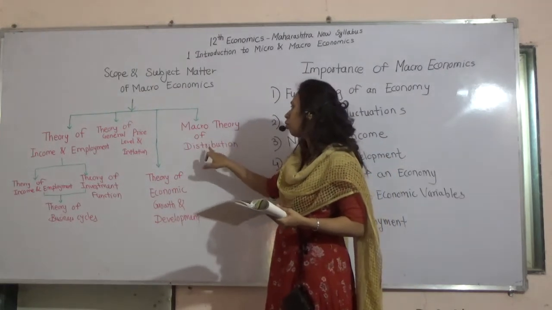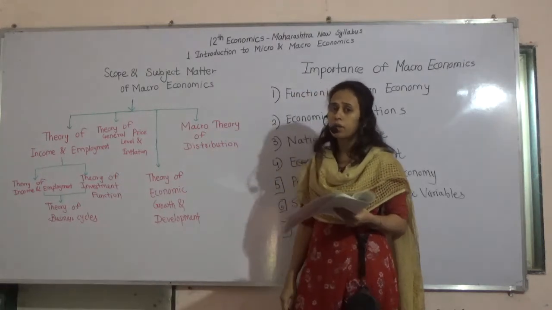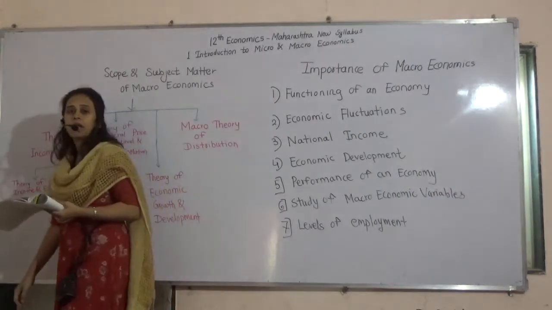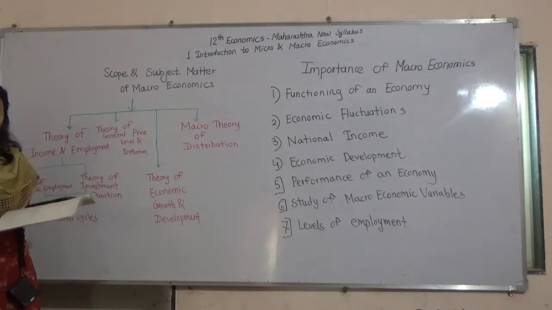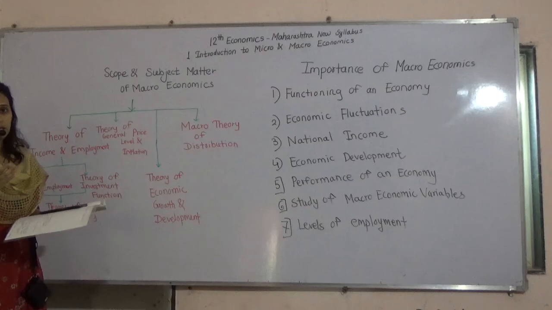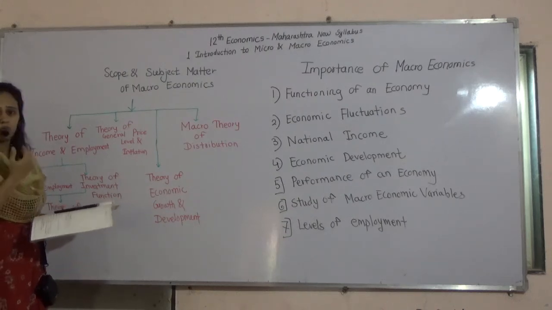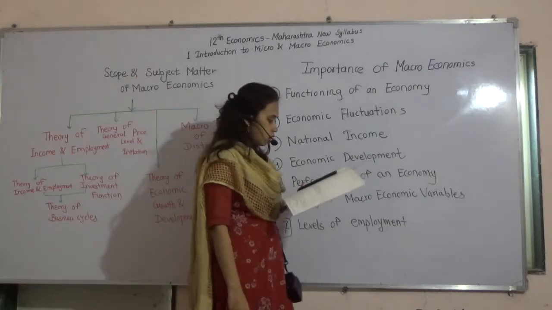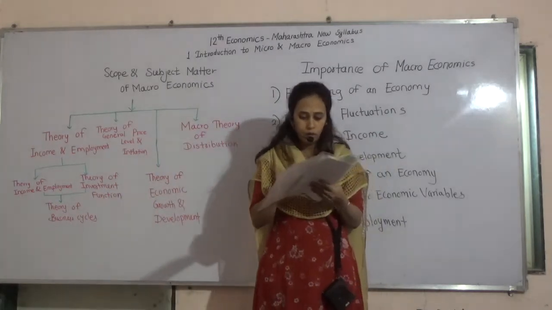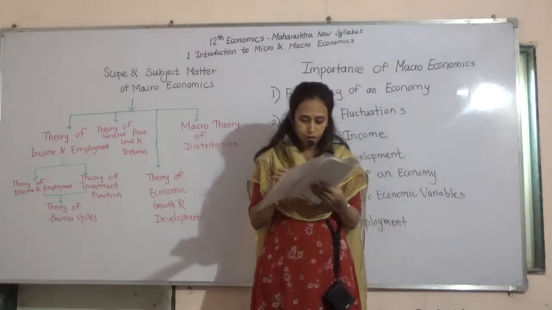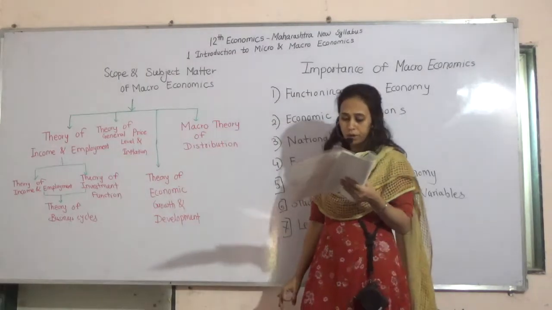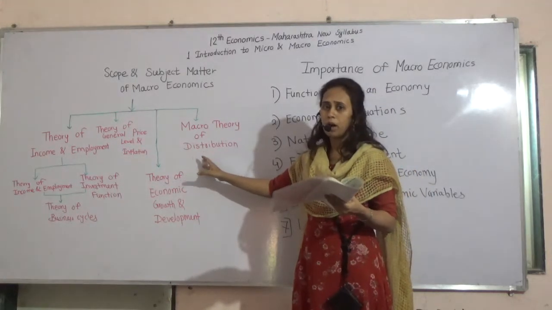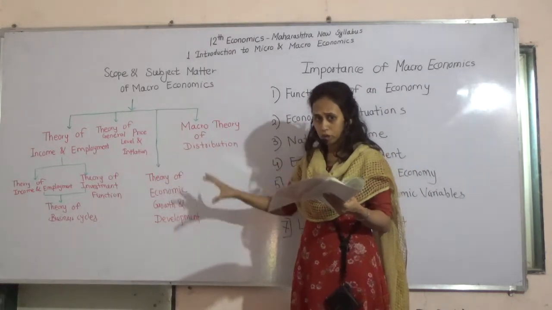And macro theory of distribution. Why is it called theory of distribution? See, we have already studied that there are 4 factors of production: land, labor, capital, entrepreneur. Their share. In macroeconomics, they study the share of each factor of production in the total national income. So macro theory of distribution deals with relative shares of rent, wages, interest and profit. Means exactly the relative share, how much the rent part has contributed of the total national income.